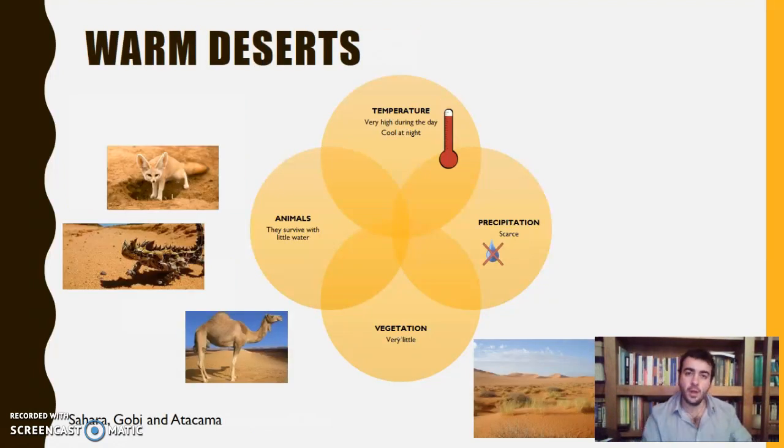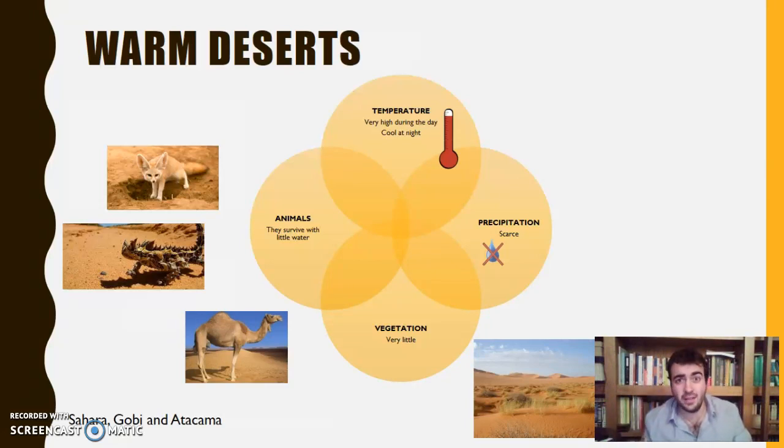Now, warm deserts, these are the typical deserts, like when we say deserts, okay? Temperatures, you can say, what's the temperature in the desert? Very hot. Yes, really hot. But when the sun disappears during the night, the temperature is actually cool. It's not very cold, but a little bit cold. It's interesting.